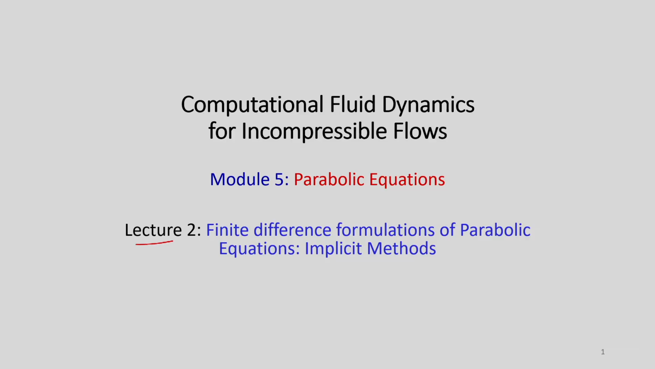Hello everyone. So, in the last class we considered a parabolic equation and we learned finite difference formulation to discretize these parabolic equations, and mostly we considered in the last lecture the explicit method where only one unknown was there. So, in today's lecture we will consider the same parabolic equation and we will discretize this equation using implicit methods. So, today's lecture 2 is finite difference formulation of parabolic equations, and we will learn implicit methods.